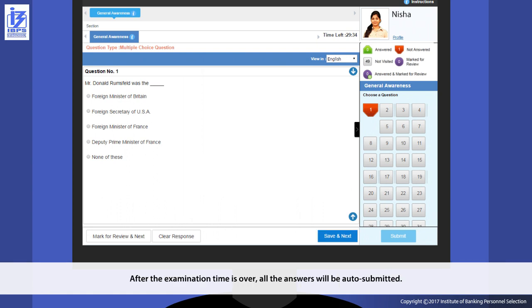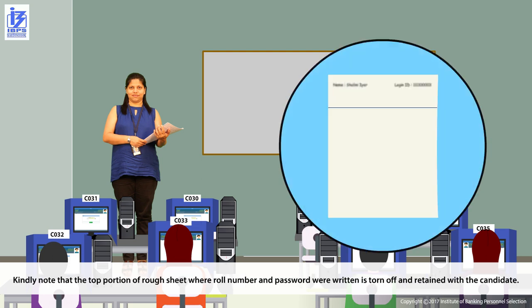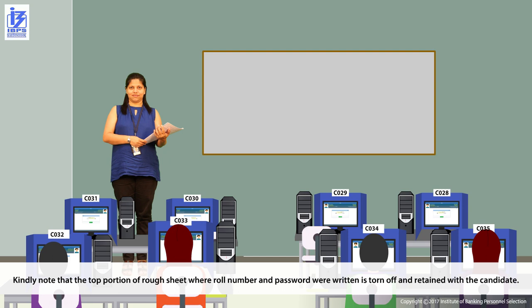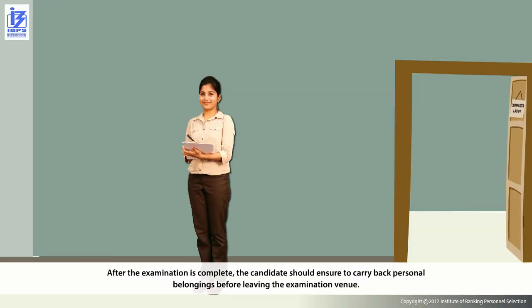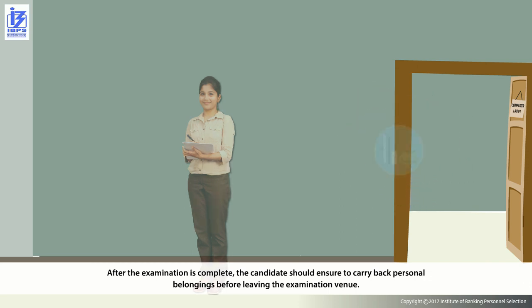After the examination time is over, all the answers will be auto-submitted. The candidate will have to submit the rough sheet or sheets to the invigilator before leaving the lab. Kindly note that the top portion of the rough sheet, where roll number and password were written, is torn off and retained with the candidate. After the examination is complete, the candidate should ensure to carry back personal belongings before leaving the examination venue.